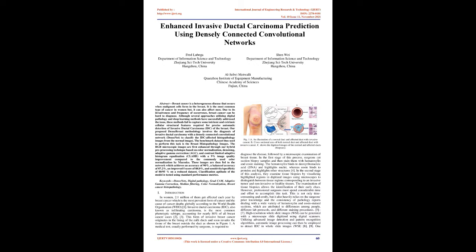The examination of tissue biopsies allows the identification of their early clues. However, professional surgeons must spend considerable time and effort to accomplish this task. This is not only time-consuming and costly, but it also heavily relies on the surgeon's prior knowledge and the consistency of pathology reports dealing with a wide variety of hematoxylin and eosin stained sections, which are attributed to differences among people, different lab protocols, and different staining procedures.